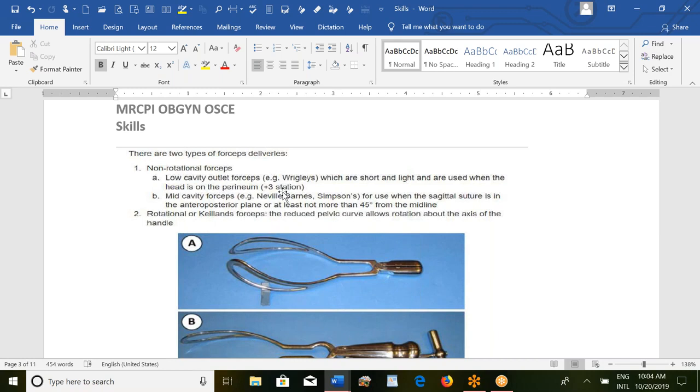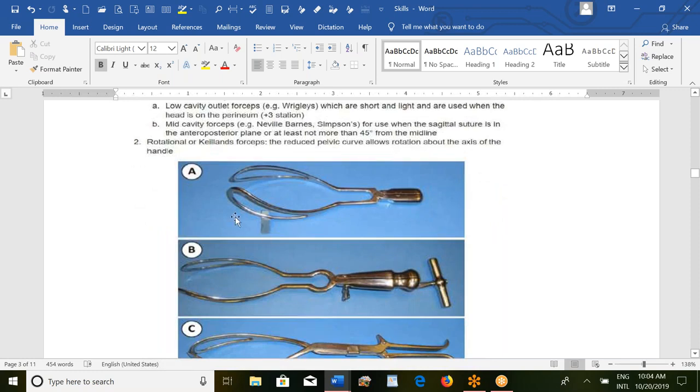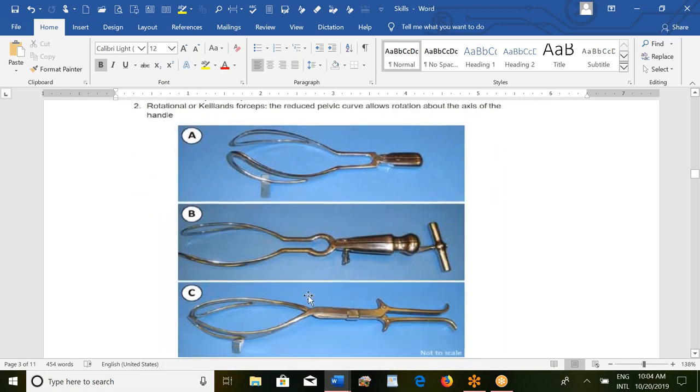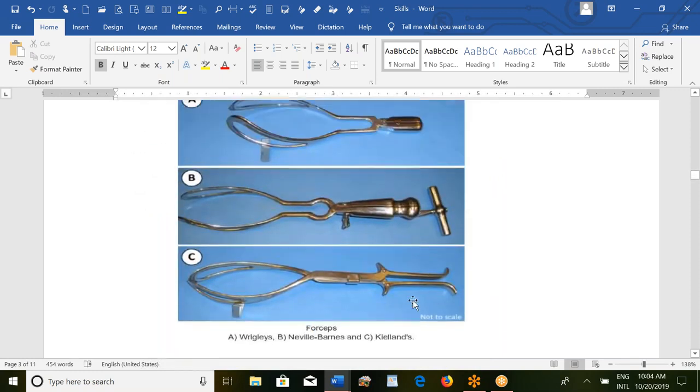Then we can use rotational forceps, mostly Kielland forceps. These have a reduced pelvic curve and it will allow rotation about the axis of the handle. So where you need rotational deliveries, you will use Kielland forceps. If they ask you to identify, then you see this is a Wrigley forceps. You can see the curves and short handle because we are just using it for the outlet deliveries.